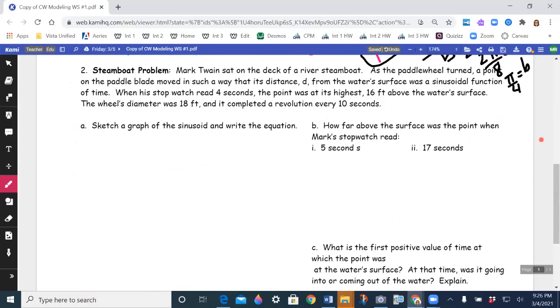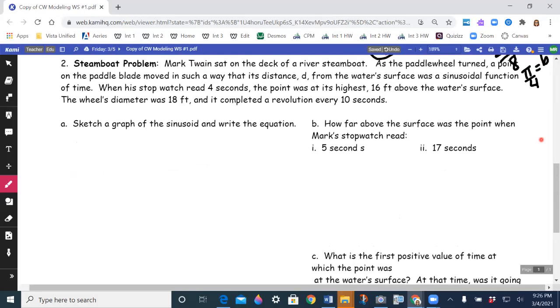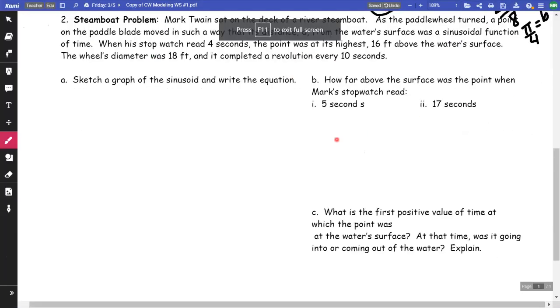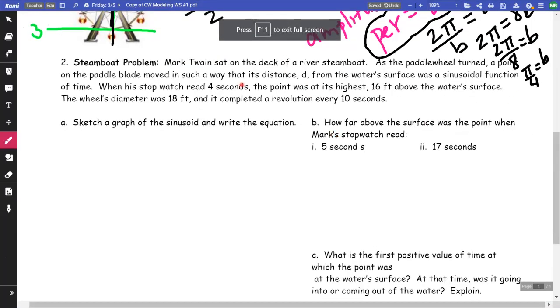Steamboat problem. Okay, so this is a steamboat. Mark Twain sat on the deck of a river steamboat. Let me make this bigger. I don't know why I haven't done this earlier. Okay, there you go. So Mark Twain sat at the deck of a river steamboat. As the paddle wheel turned, a point on the paddle blade moved in such a way that its distance D from the water's surface was a sinusoidal function. That just means you can write it as a sine or a cosine function of time.